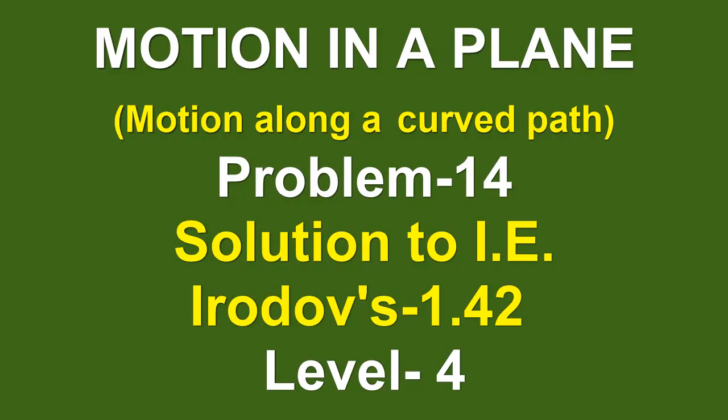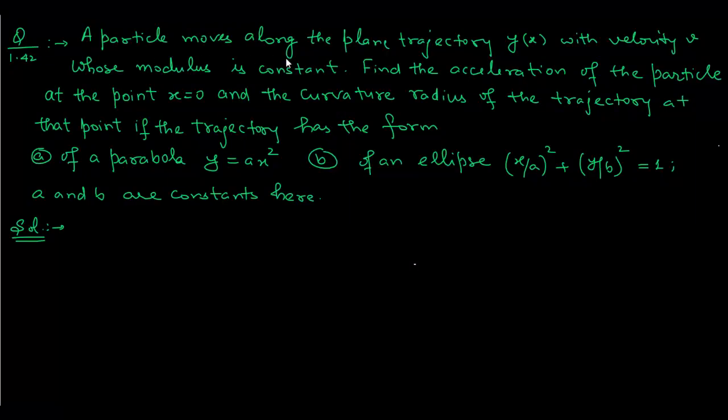The physics teacher. A particle moves along the plane trajectory y as a function of x with velocity v whose modulus is constant. Find the acceleration of the particle at the point x equal to 0 and the curvature radius of the trajectory at that point if the trajectory has the form of a parabola and of an ellipse, where a and b are constants.